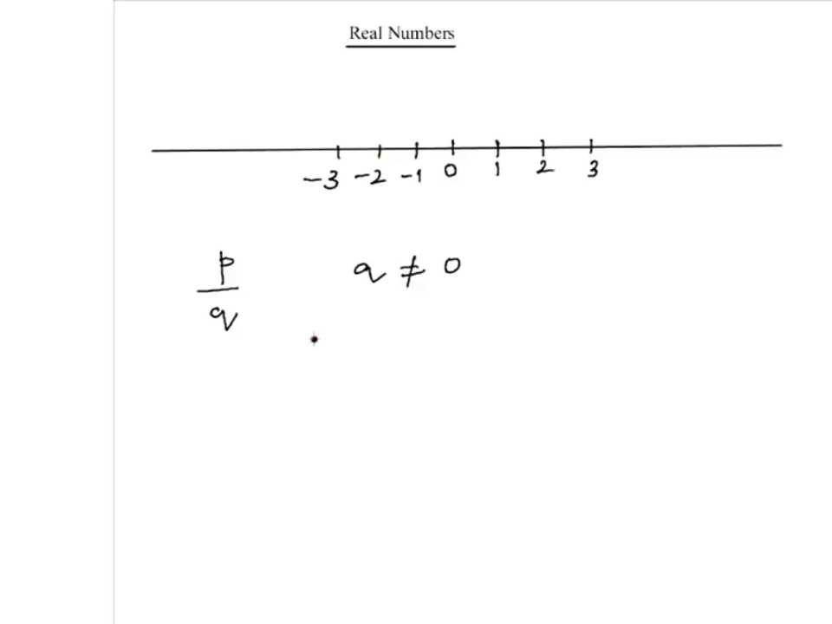Now, if q is 1, then any rational number is p. We said p is an integer, q is an integer. So if q is 1, then the rational number is p, and p is an integer. So every integer is a rational number also. Every natural number is a whole number. Every whole number is an integer. Every integer is a rational number.